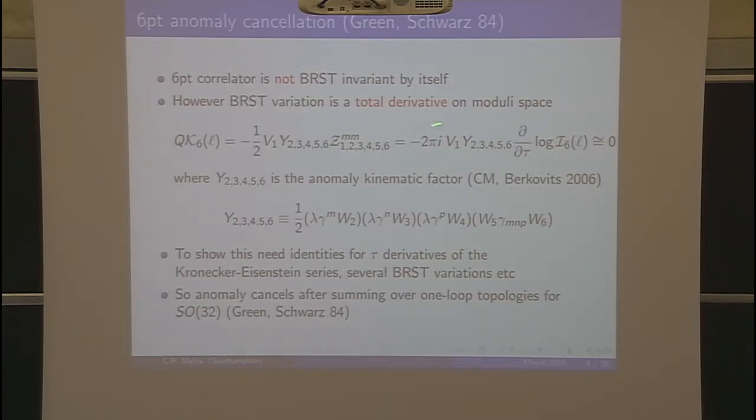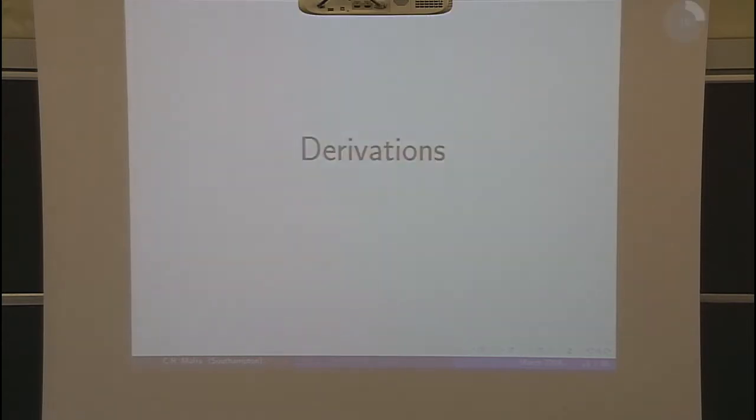And so the anomaly cancellation happens just like Schwarz and Green knew already in '84, that you get anomaly cancellation after you sum over the topologies and for the group SO(32). It's exactly the argument before. Once we arrived here, we stopped thinking about this because this is the same result as in the RNS and in the Green-Schwarz formalism. So now, yes?